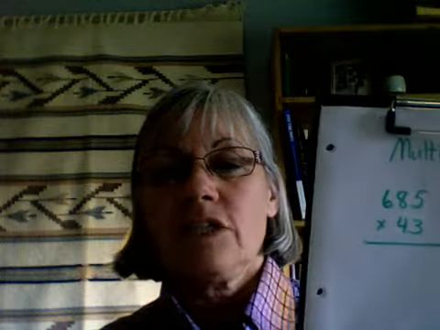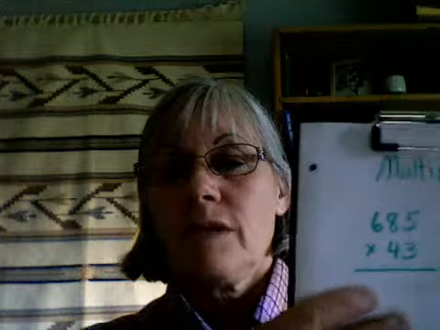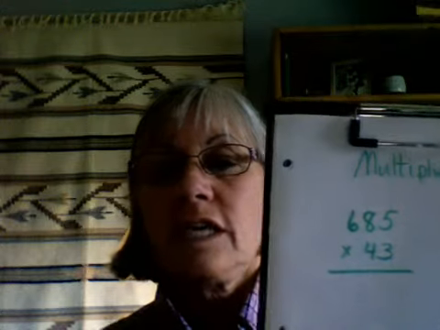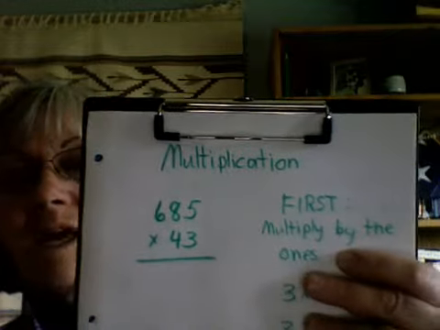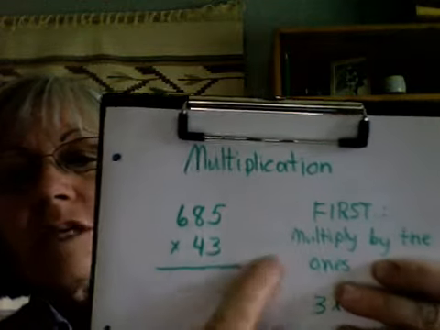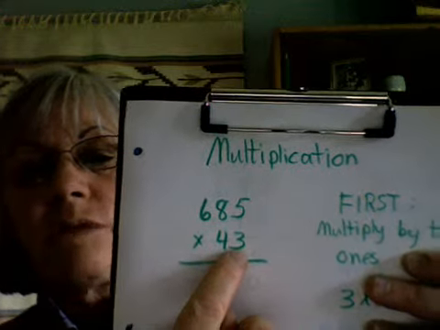All right, with multi-digit multiplication, for instance, 685 multiplied by 43, the first thing you need to make sure you do is multiply by the ones. And we're talking about the ones in the 43. That's the number that we use as our multiplier.